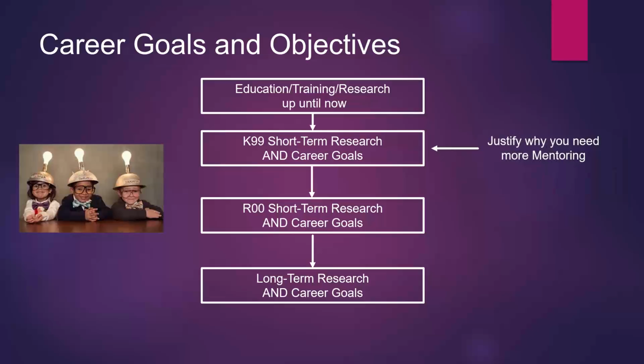So for K99 goals, you need to justify why you need more mentoring. If you're able to accomplish K99 goals already, it's unclear why you aren't already applying for, say, an R21 grant. So for R00 goals, you want to justify how you will separate scientifically from your mentor. So NIH doesn't want to fund a K for you to do the exact same work as your mentor. You want to differentiate yourself somehow.